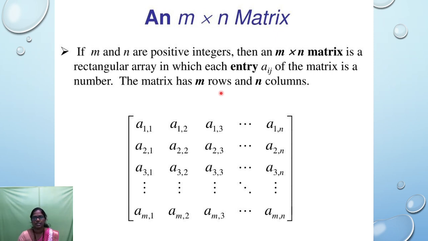Okay. Let us see what is a matrix. A matrix is an m by n rectangular array which contains the elements arranged in row and column ways, that is A11, A12, A13, etc., up to Amn. Here m and n are positive integers. Each entry in this matrix is Aij.